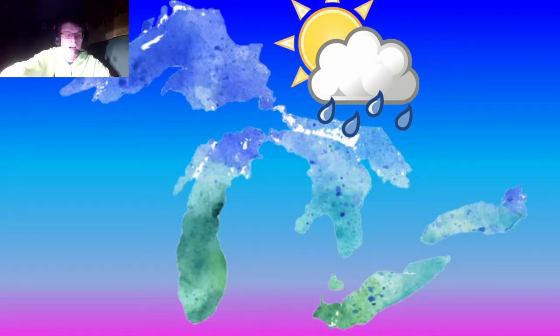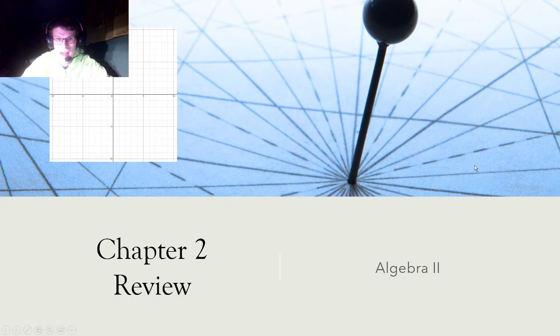Alright everybody, we are going over chapter 2 today in preparation for your incoming test. After you view this Edpuzzle, I would recommend that you take a look at section 2.5 a little bit more on your own. This chapter review that we're doing doesn't significantly cover that. That section is on piecewise functions, okay?